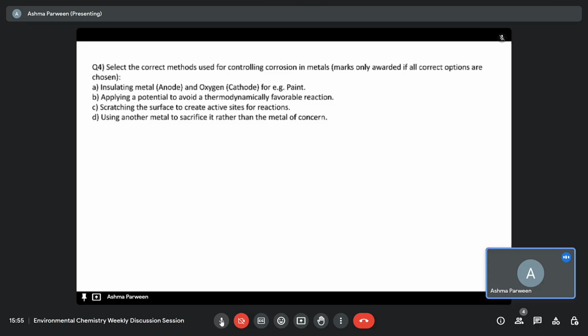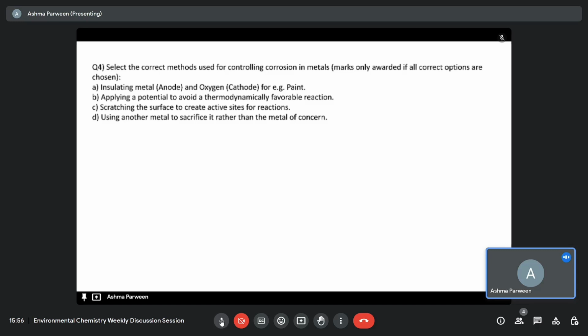Okay, let's see which of the following are the correct options. The first one is insulating the metal from oxygen, for example, paint. Generally, we apply paint on the surface of metals to prevent contact of the metal with the atmosphere, moisture and oxygen, and it prevents corrosion. So the first option is correct. Next is applying a potential to avoid a thermodynamically favorable reaction. This is also correct.